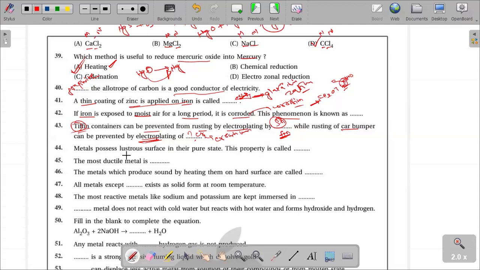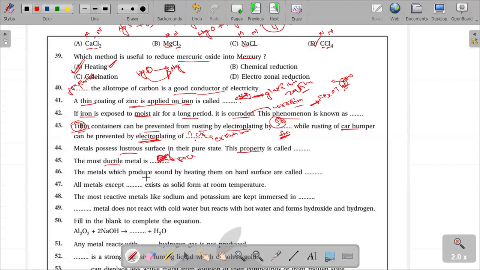And metal possesses a lustrous surface in the pure state. The property is called the lustrous property. This one you know. And which is the most ductile metal? Gold. The most ductile nature is gold. Why? Because 1 gram of gold can be drawn into a thin wire 2 kilometers in length. So that's why gold is the answer.